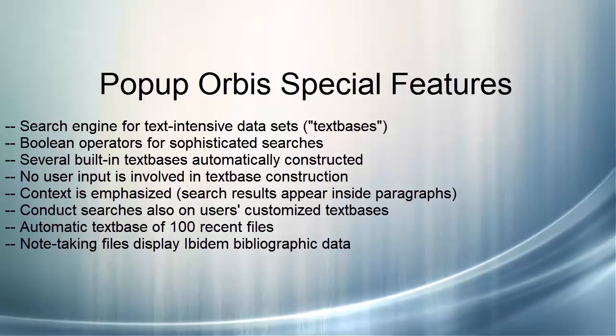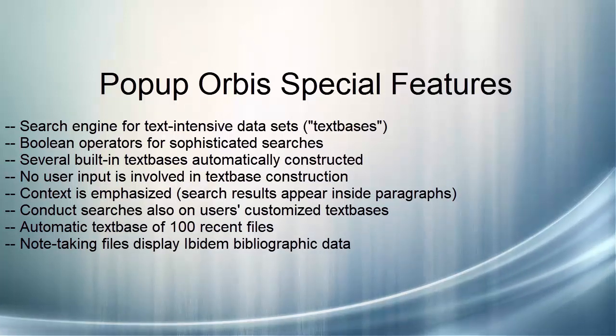Popup Orbis conducts inquiries into users' collections of text-intensive research data, which Nota Bene calls text spaces. With the aid of Boolean operators, sophisticated relationships within the texts are revealed. Popup Orbis automatically constructs several text spaces of searchable documents. Most impressively, absolutely no user input is involved in constructing these text spaces, which are free form and don't require data entry or the construction of variables.